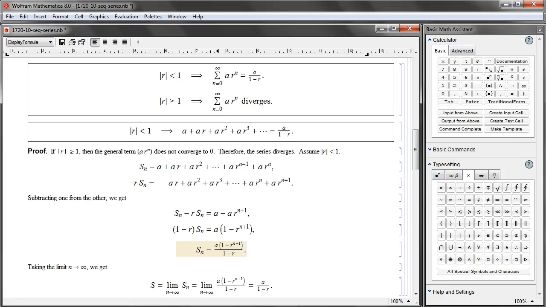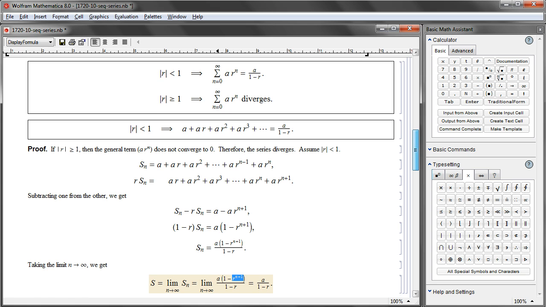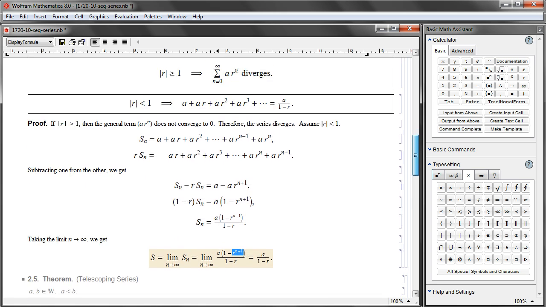So we take the limit, and the limit exists when r is less than 1 in absolute value, so that r to the n plus 1 goes down to 0. Otherwise, the limit does not exist. So what do you have? We have a over 1 minus r.